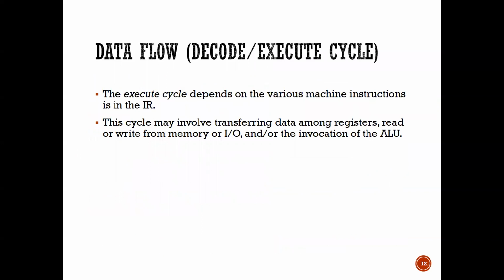Data flow, decode or execute cycle. The execute cycle depends on the various machine instructions in the IR. This cycle may involve transferring data among registers, reading or writing from memory or input-output, and or the invocation of the ALU.